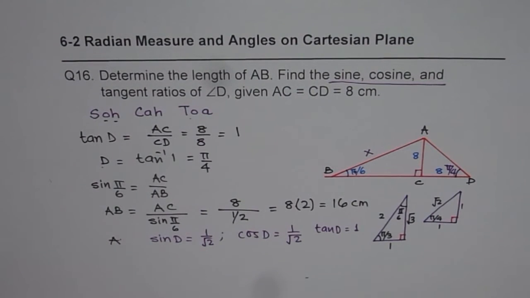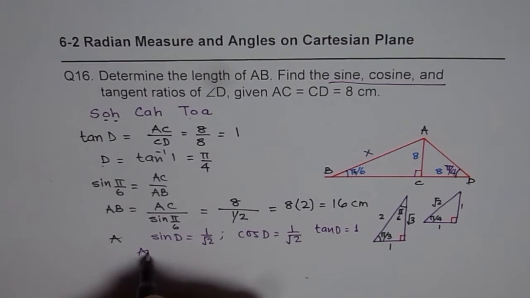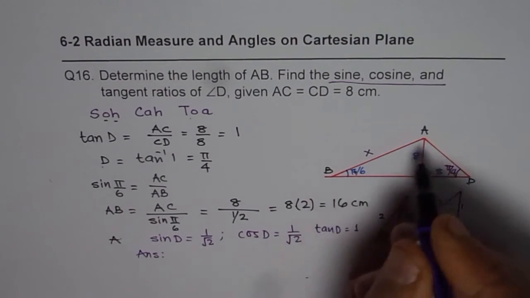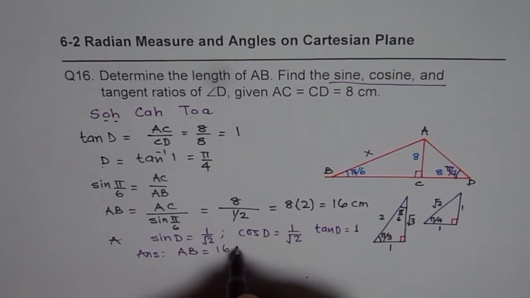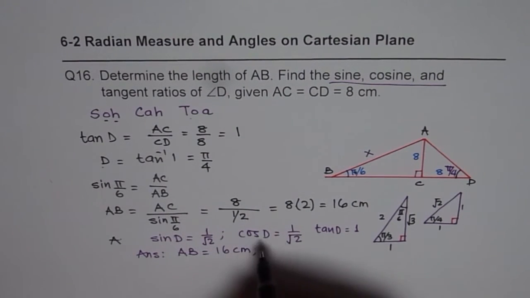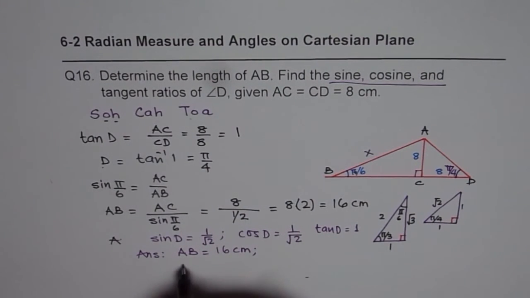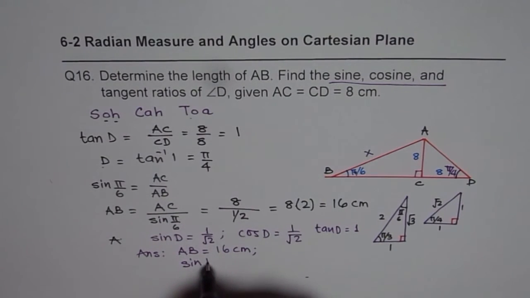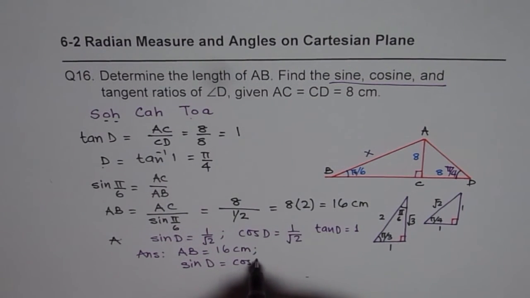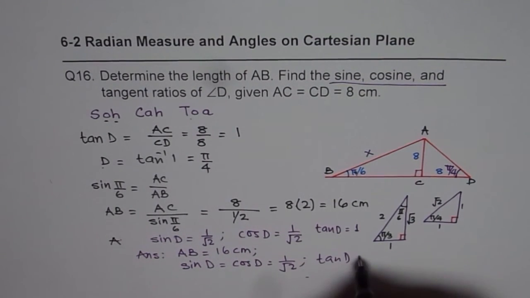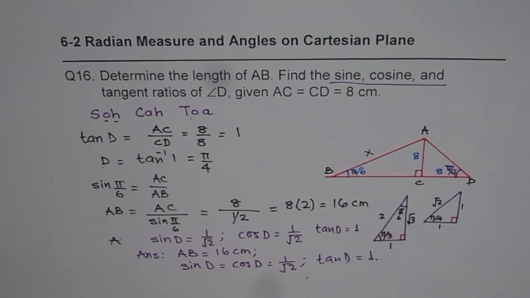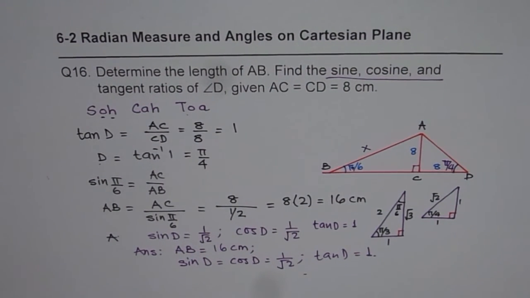So that is how we can do it. We can write down now our answer. The length of AB is equal to 16 centimeters. And the ratios are sine D equals cos D equals 1 over square root 2, and tan D, which is the ratio of sine and cos, is equal to 1, right? So that is how we can solve this question.